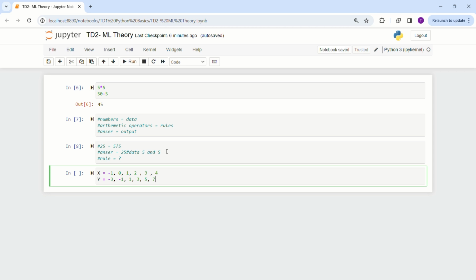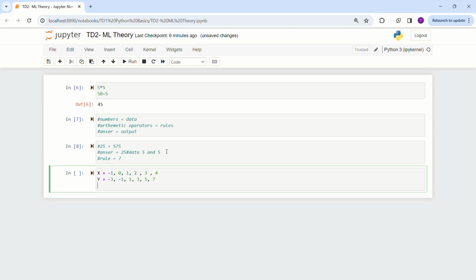So for this data set, the two variables are related by the equation y is equal to 2x minus 1. Do you notice it? So y is the equivalent to 2 times the corresponding x minus 1. So -1 times 2 minus 1 is -3. 0 times 2 minus 1 is -1, and so on and so forth.